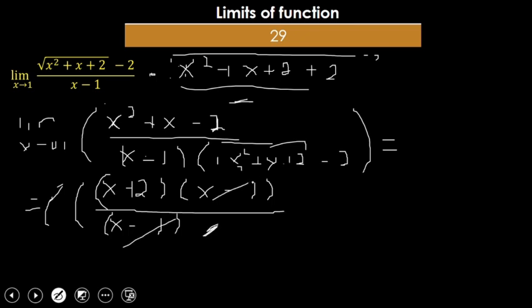This and this will cancel. We are going to be having what? Substitute the 1 here, that is 1 plus 2, that is 3, all over, substituting it in this one, that is 1 plus 1, 2 plus 2, 4, the square root of 4 plus 2, that is 4. Okay, answer here is 4. That is why we had 3/4.